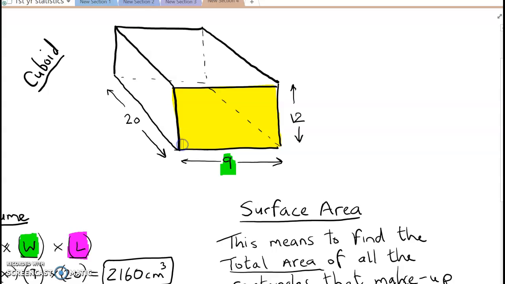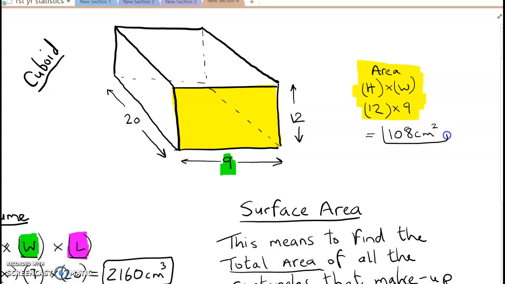How would we find the area of that rectangle? Okay, so let's do the yellow one here, that rectangle. The area would be height by width. Isn't that the area of a rectangle? So it's 12 by 9, which is 108 centimeters squared. So that's the area of that rectangle.